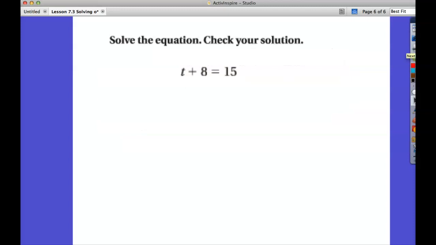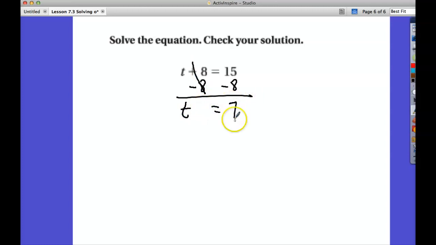So let's end with working an example. You have t plus 8 equals 15. So again, you're adding 8, so you want to subtract 8 from both sides. Subtract 8 from both sides. So again, that goes to 0, leaving t equals 15 minus 8 equals 7.